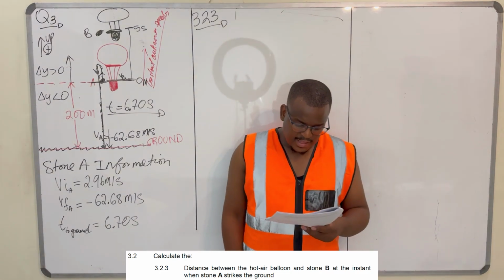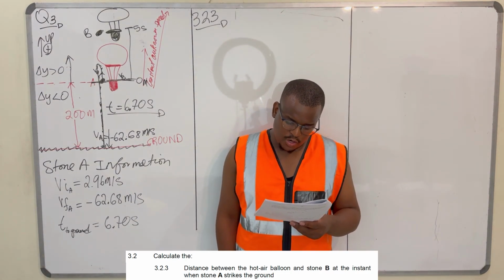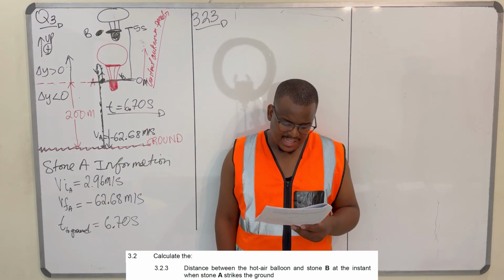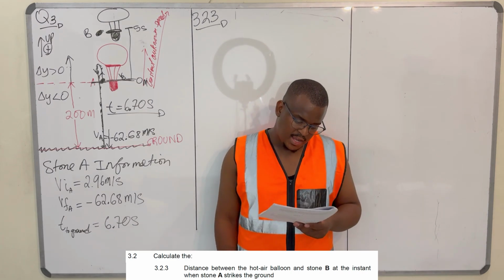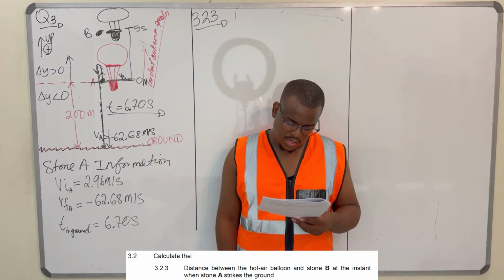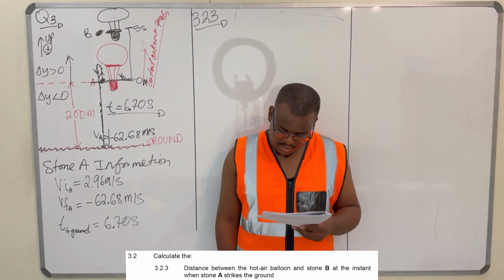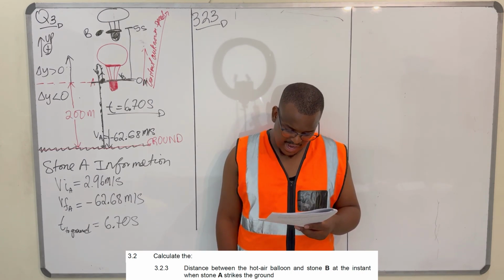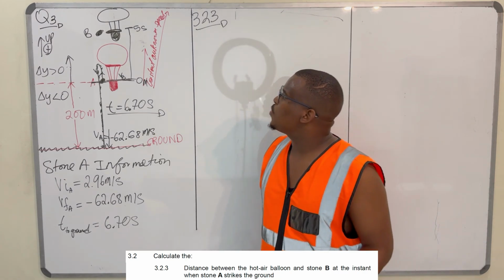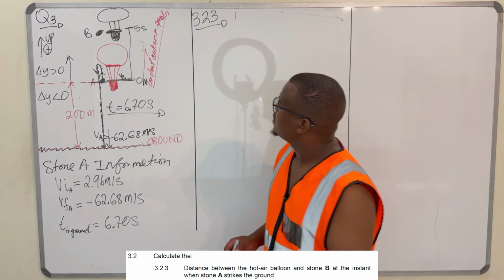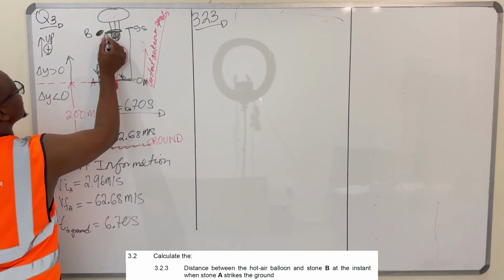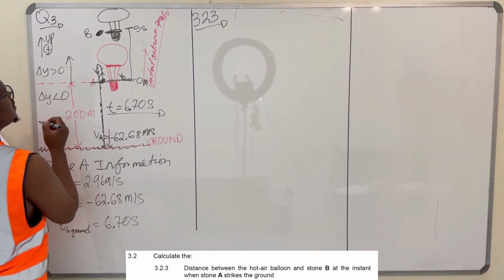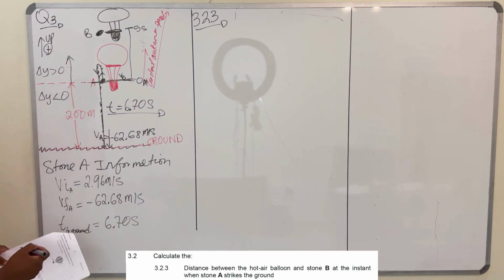What are they saying? They are saying calculate the distance between the hot air balloon and stone B at the instant when stone A strikes the ground. Let me read this again. Calculate the distance between the hot air balloon and stone B at the instant when stone A hits the ground. So they want you to find the distance between stone B and the hot air balloon when this one was hitting the ground. That's what they wanted to find.